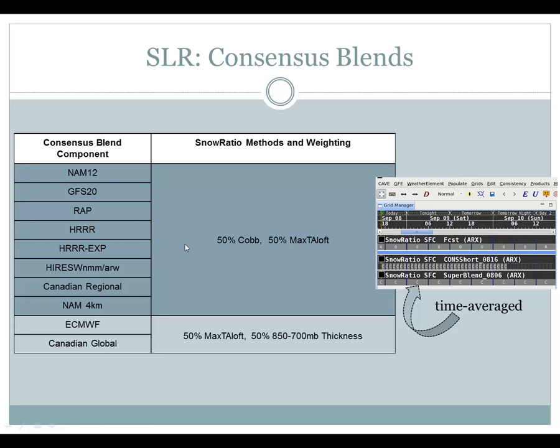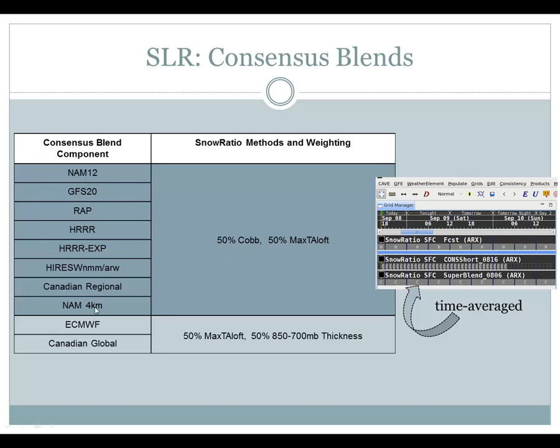In that technique, a 50-50 max T aloft and 50% Cobb output snow to liquid ratio technique is used. There were initial recommendations from the team that was put together to add the Roebber technique, and that will be developed. It's in the works right now, some collaborative work between WPC and the MDL developers for NBM are looking to add the Roebber technique, but that's not quite in there yet.